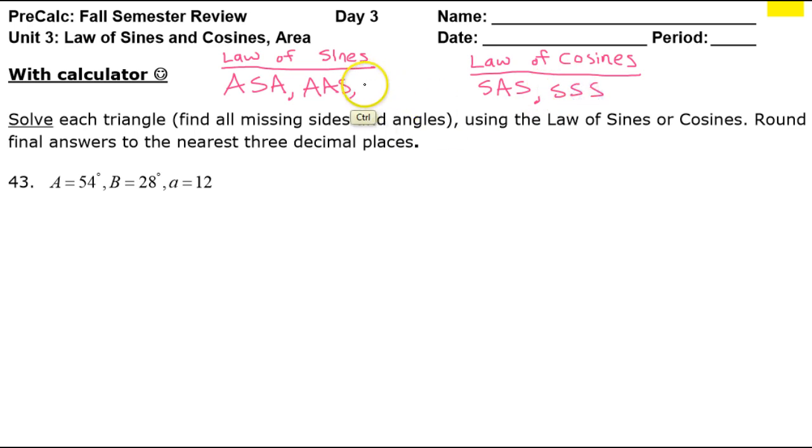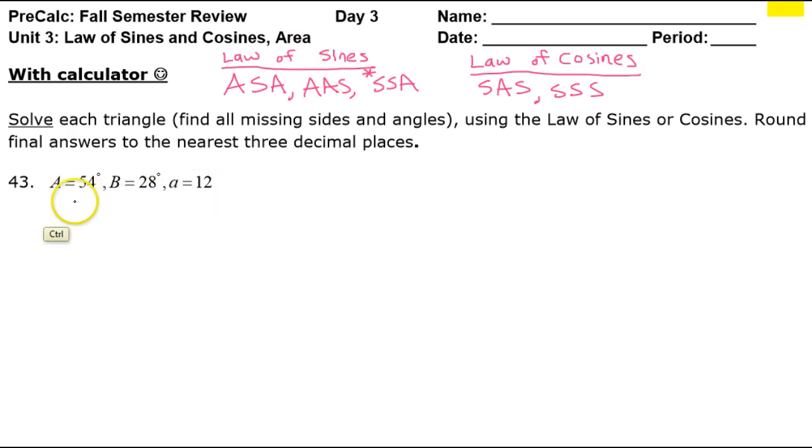So that just leaves the ambiguous case. I'm just going to put a little star on this one. The ambiguous case is side, side, angle. If we're given side, side, angle, we will use the law of sines.